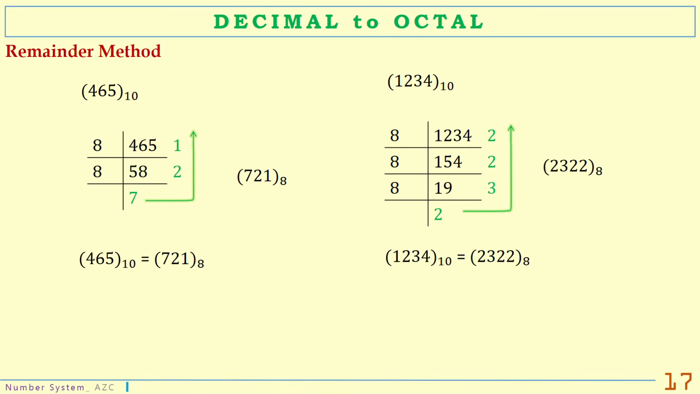Now decimal to octal number conversion by remainder method. Decimal numbers are divided by 8 and the digits of the remainders in reverse order, from the last, bottom remainder to the first, top, make the octal number as shown in these examples.